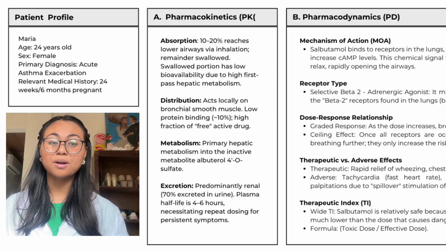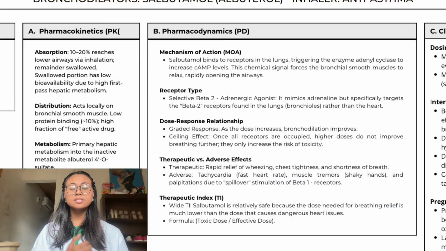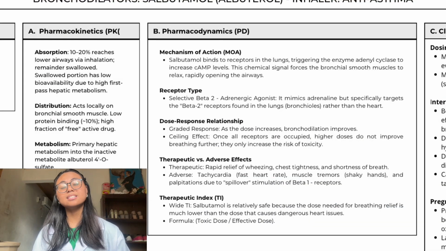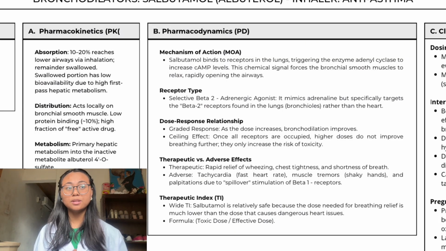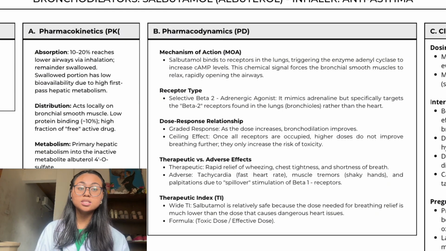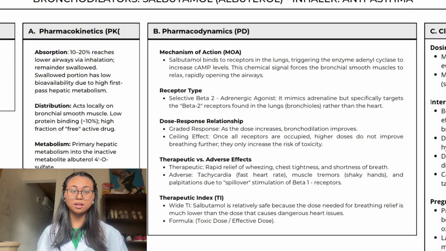Now that explains the pharmacokinetics part of salbutamol. Let us move further to the pharmacodynamics part of this topic, which explains what the drug does to the body. Thus, it explains how the drug actually fixes Maria's problem, our patient's problem. Salbutamol acts as a selective beta-2 adrenergic agonist. Think of the beta-2 receptor as a lock, located on the smooth muscles of the lungs, or the bronchial smooth muscles. The salbutamol is the key that fits perfectly into that lock.